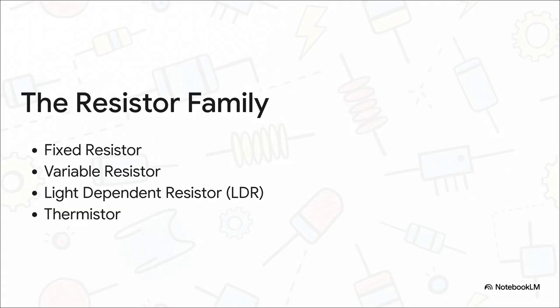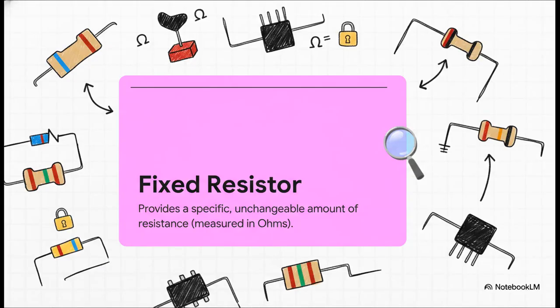Now, resistors aren't all the same. They come in a few key types. You've got your basic fixed resistor and your variable resistor, which let you set or adjust the resistance. But then you get the really smart ones, the light-dependent resistor, or LDR, and the thermistor. These guys can actually react to the world around them. Let's check them out.